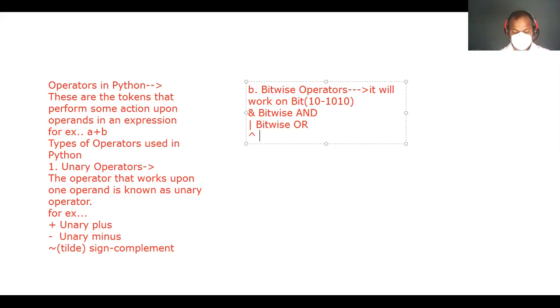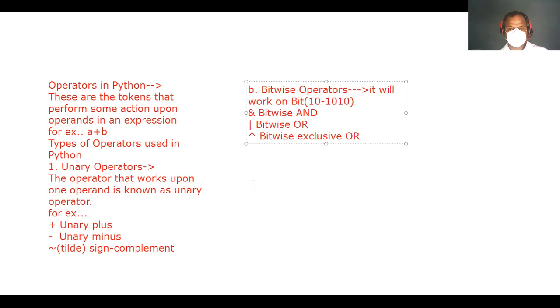Now the next one is the caret sign. This is the third one: bitwise exclusive or. If both values are true, it will give false. If either of the values is true, it will give true. It means 0 0 will return 0. If 1 1 is there, it will return 0. If 0 and 1 is there, it will return 1. If 1 and 0 is there, you will get 1, where 1 represents true and 0 represents false. So that is the bitwise operators.